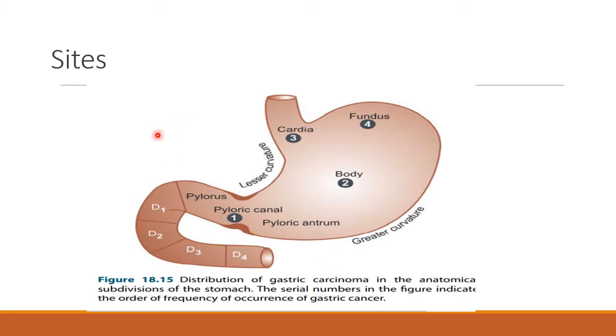Now the common sites that are affected: first is the pyloric canal, that is the most common site, because as we have also seen in the dietary factors, irritating fluids also exert an effect in this region. Second is the body, third is the cardia, and fourth is the fundus.